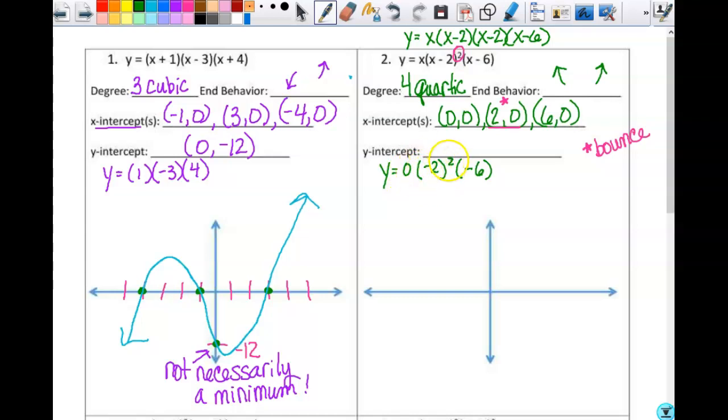You can't forget to square this. Like here I just multiplied them all together, but I'd have to square this. So this would be a positive 4 times a negative 6 giving negative 24, but then it all just gives me 0 in the end anyway. So my y-intercept is 0, 0.